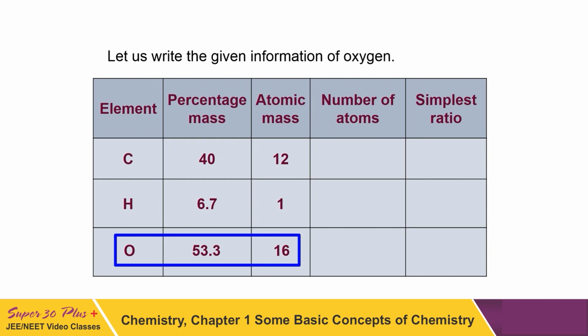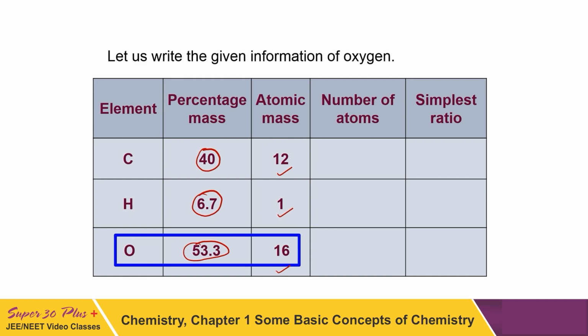So let me tell you one more time. What will be the order of the columns? Element, then percentage. What is the percentage? For carbon it was 40, for hydrogen it was 6.7, and for oxygen it was 53.3, which was given in the question. In different questions, these values might be different. Atomic mass is the next column. So the atomic mass of carbon is 12, for hydrogen it is 1, and for oxygen it is 16.